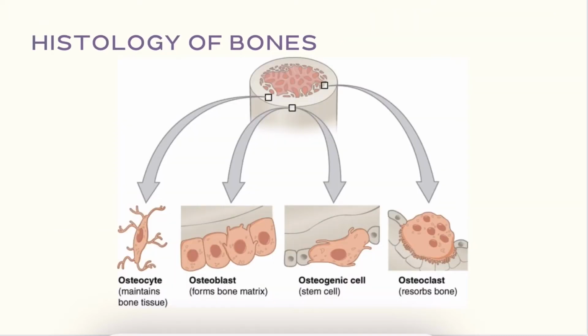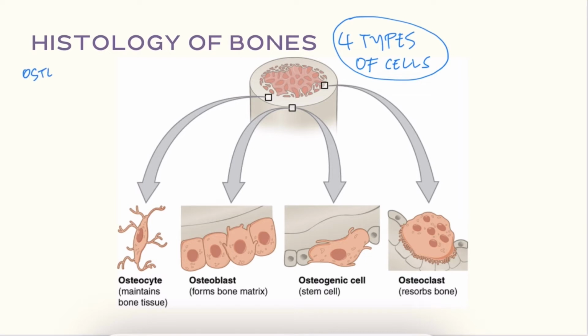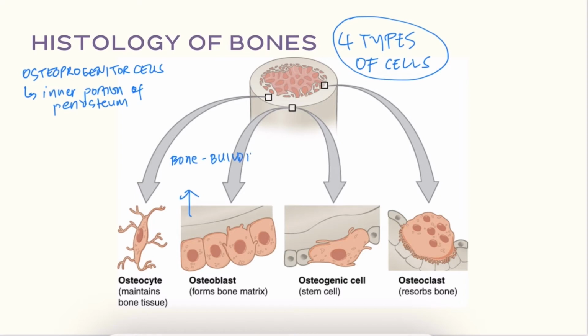Next, we are going to talk about the histology of bones. Our bones contain 4 types of cells. We have our osteoprogenitor cells, our osteoblasts, our osteocytes, and our osteoclasts. Our osteoprogenitor cells are found in the inner portion of the periosteum. They are our bone stem cells, able to differentiate into the other types of cells.